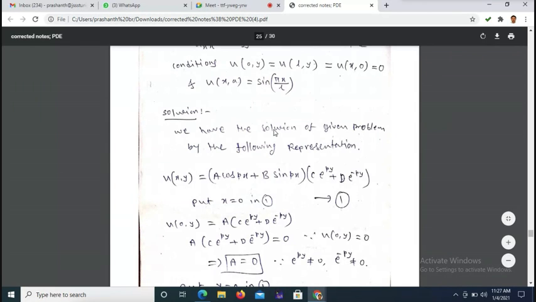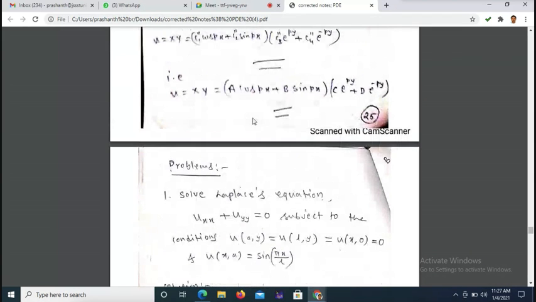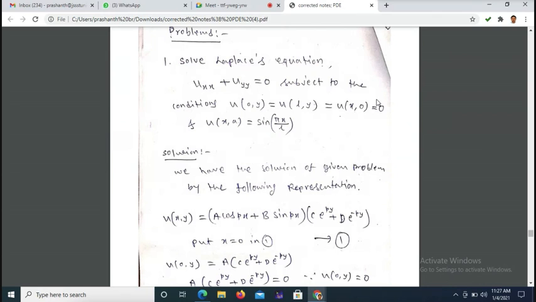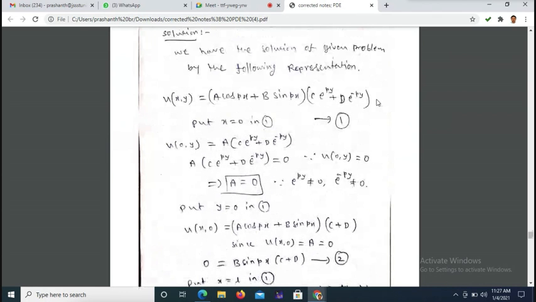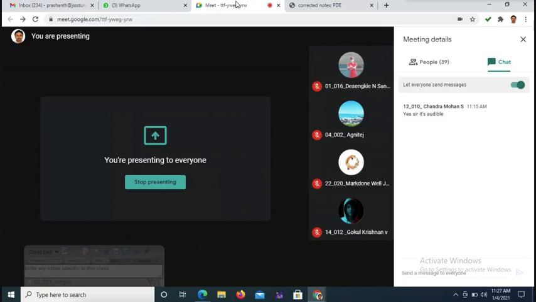So we have the solution: generally u equal to a cos px plus b sin px, c into e power py plus d into e power minus py. Let us call it equation 1. Put x equals 0 in equation 1. In the place of x you put 0. U of 0 comma y equals a cos 0, which is 1, plus b sin 0, which is 0.